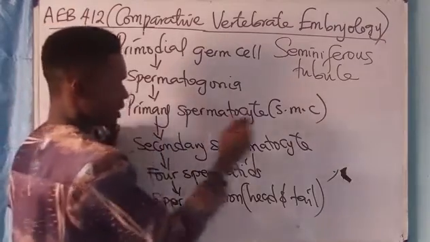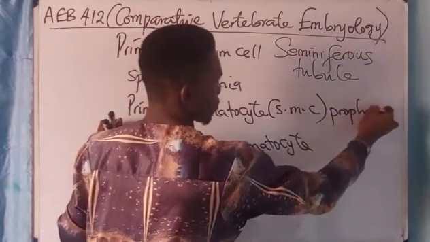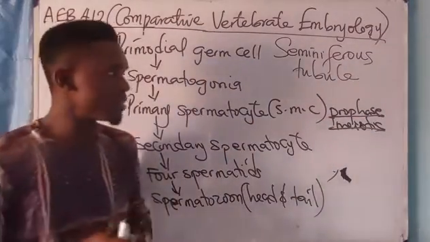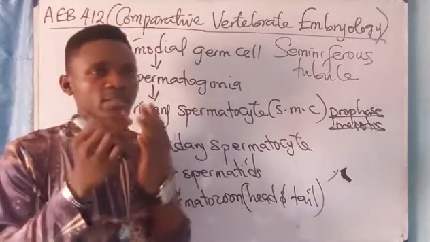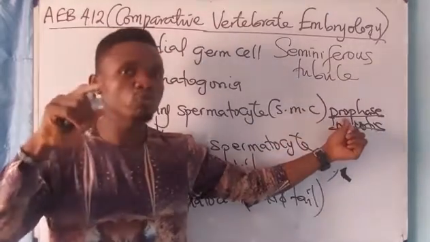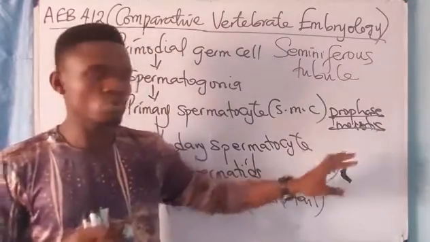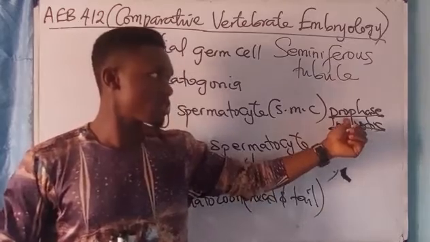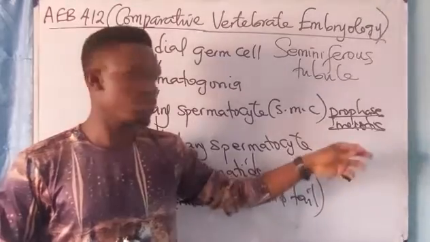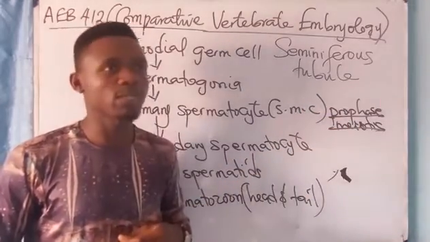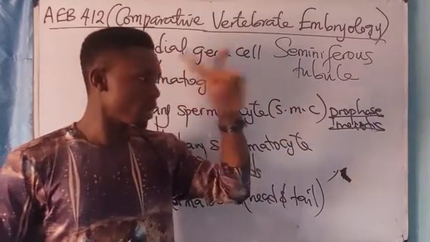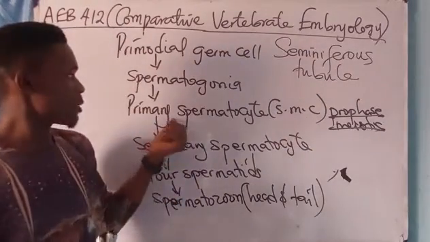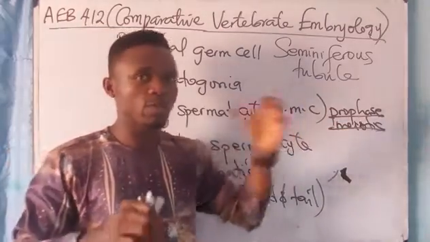So please, the primary spermatocyte produced enters into the prophase of meiotic division. Now the prophase is characterized by the condensation of chromatids to produce a visible chromosome. But that is in mitosis. In meiosis, prophase is divided into stages: leptotene, zygotene, pachytene, diplotene, and diakinesis. We are not going into that. I'm just telling you that this primary spermatocyte enters into the prophase stage of meiosis. Take note of that.